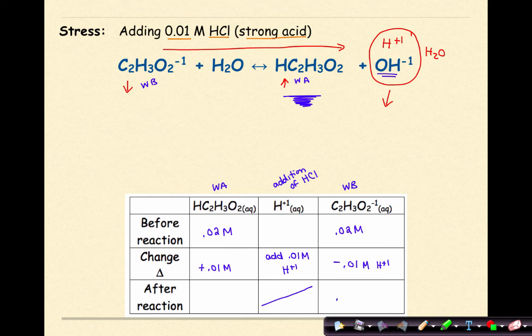I have 0.01 molar of my acetate ion remaining, and I now have 0.03 molar of my acetic acid in solution. So these would be my new concentrations after the addition of this 0.01 molar hydrochloric acid. Let's look at another example.